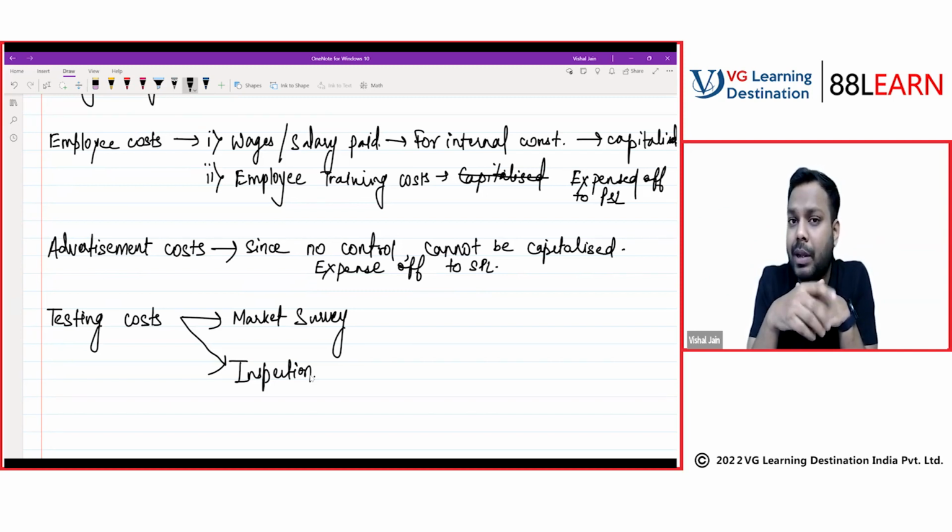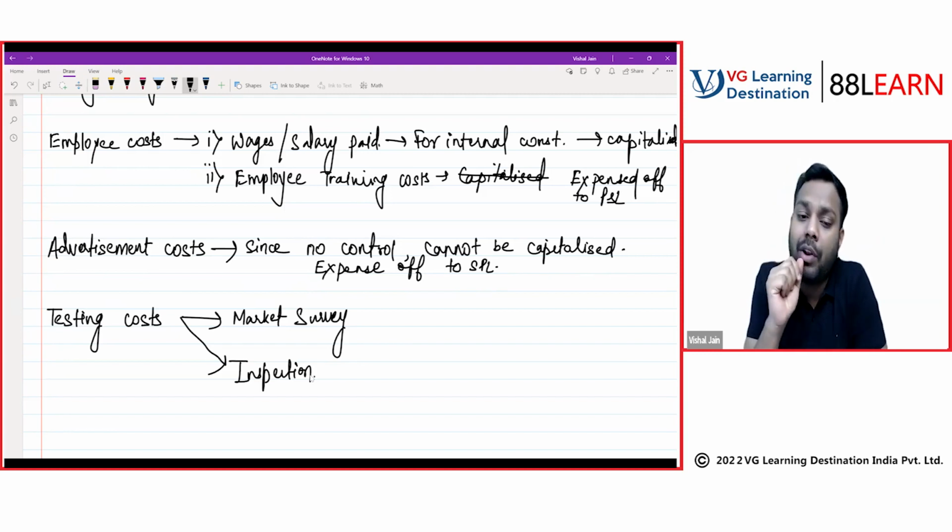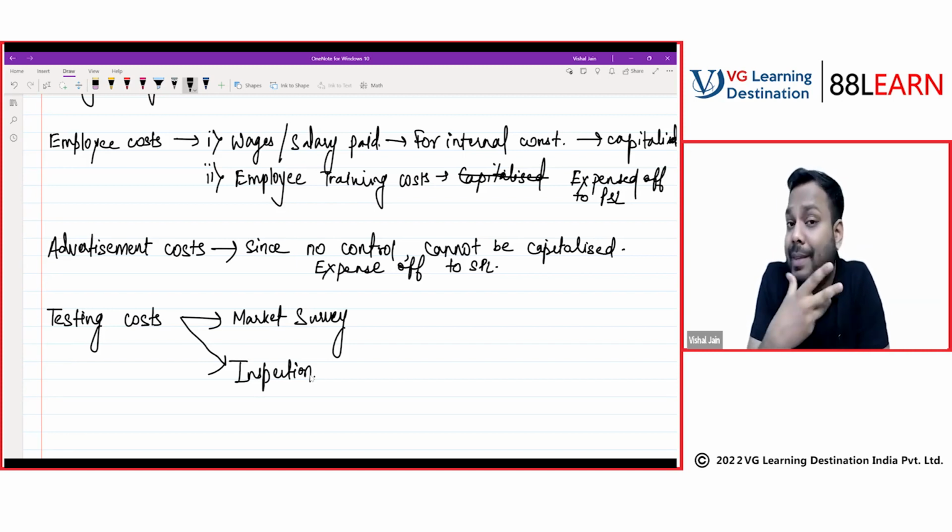Or will I send it to P&L? The answer is no, I will not be able to capitalize. Why? Because this expense which I am incurring is in the nature of market survey. I want to understand the requirements of the students, or how the students are liking my classes, or what the feedback of the students is. How can I improve myself, right? So this is the nature of market survey.